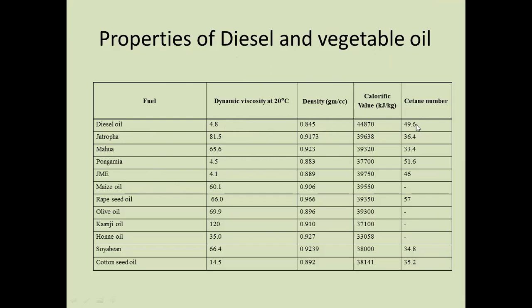And also from the diesel engine the cetane number is very important, 49.6. So as I told about earlier, some of the alternative fuels are used for the internal combustion engine from the blend percentage. We can use Jatropha, Mahua and Pongamia oil, which are non-edible oils, and also we can use edible oil.